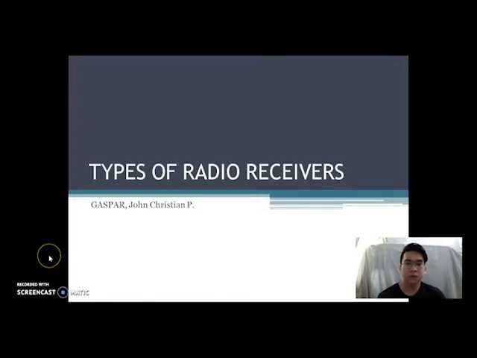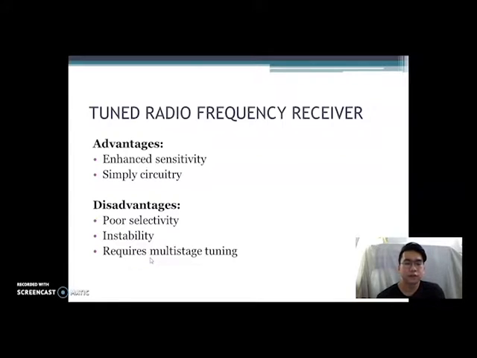Good afternoon, everyone. I will be reporting about the types of radio receivers. The first type of radio receiver that we will be discussing today is the tuned radio frequency receiver. Its advantages would include enhanced sensitivity and a simple circuitry. Its disadvantages would include poor selectivity, instability, and requires multi-stage tuning.